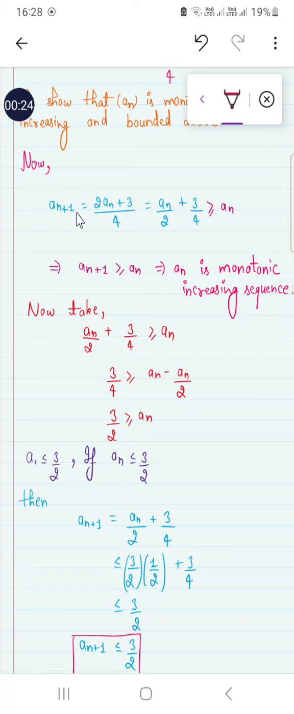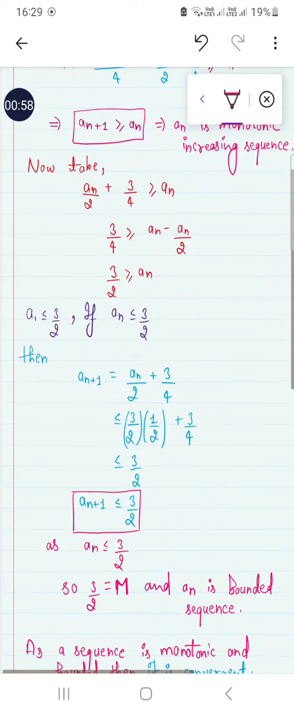Firstly, a_n is monotonic increasing. a_{n+1} equals (2a_n + 3)/4, which is the definition of the sequence. When you take 2a_n upon 4, the 2 cancels out with 4, so it is a_n/2 plus 3/4, which is always greater than or equal to a_n. So this gives you a_{n+1} is greater than or equal to a_n. So a_n is a monotonic increasing sequence.